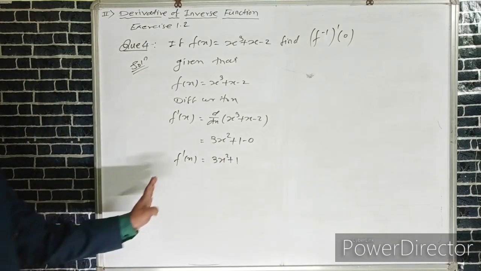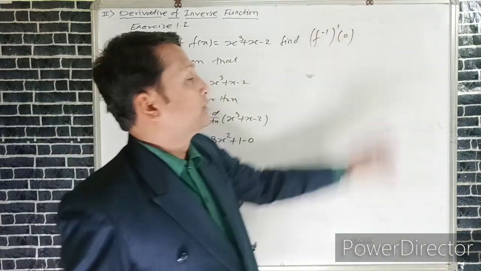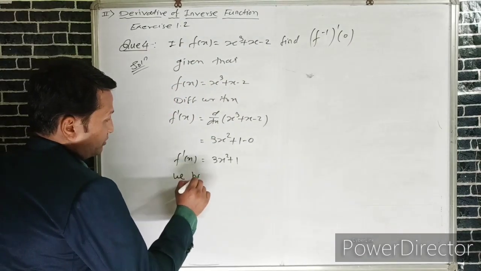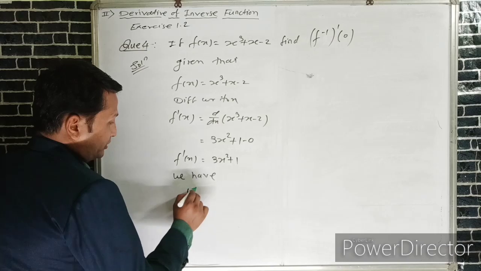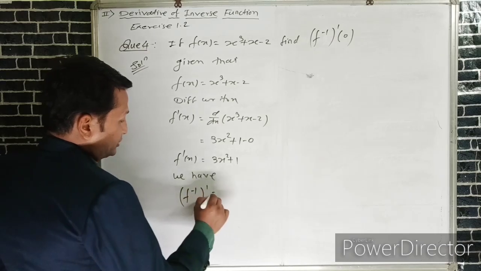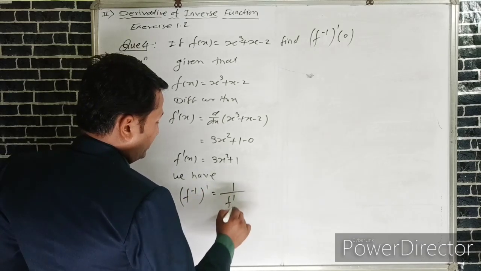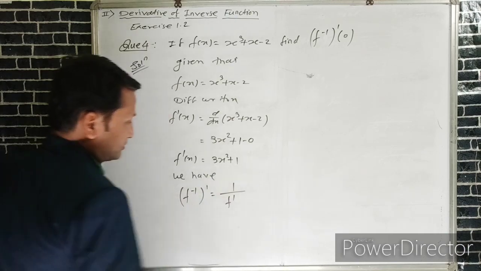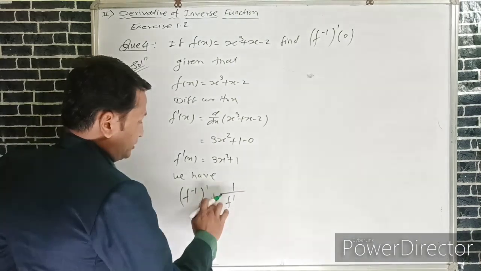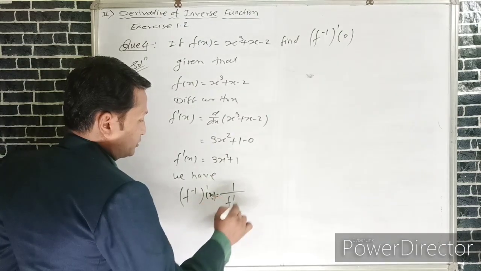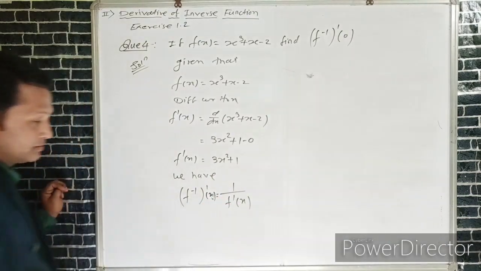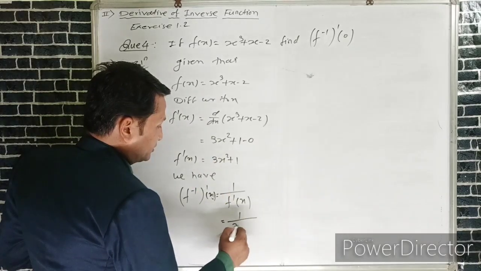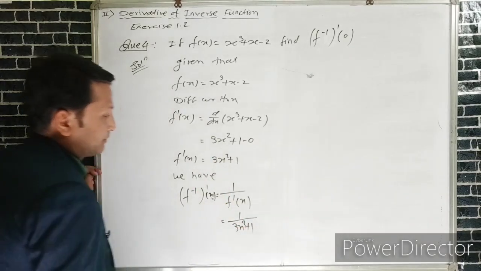But we have to find f inverse dash. That means we have f inverse dash is equal to 1 upon f dash. So f inverse dash of x is equal to 1 upon f dash of x. We know that the value of f dash of x is 3x square plus 1.